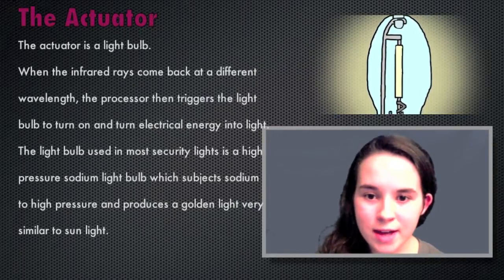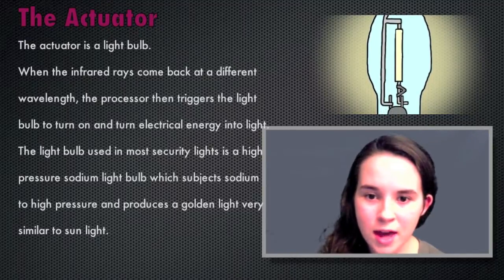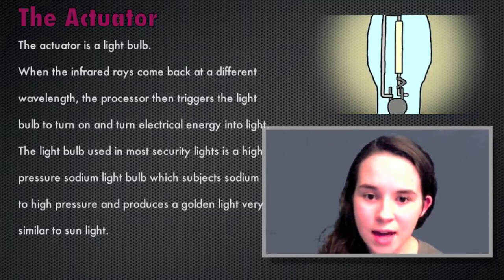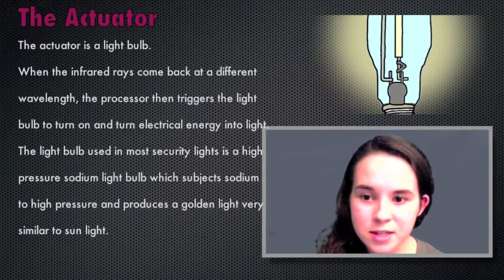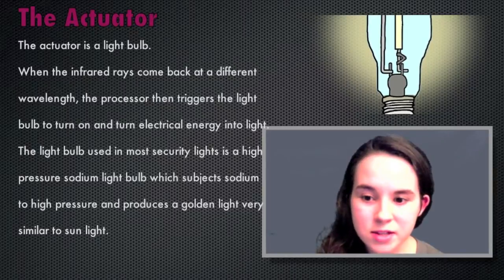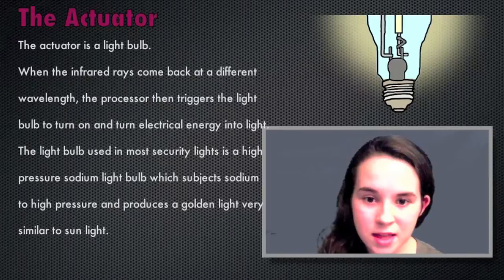When the infrared rays come back at a different wavelength, the processor then triggers the light bulb to turn on and turn electrical energy into light. The light bulb used in most security lights is a high-pressure sodium light bulb, which subjects sodium to high pressure and produces a golden light, which looks very similar to sunlight.